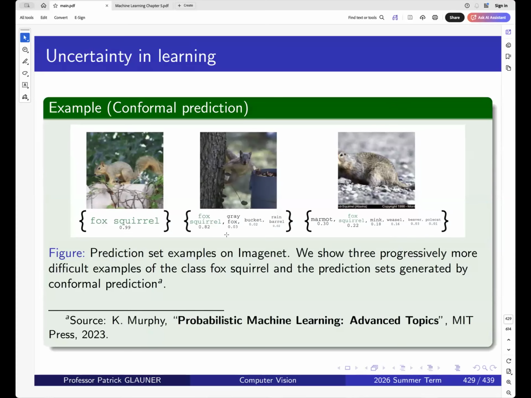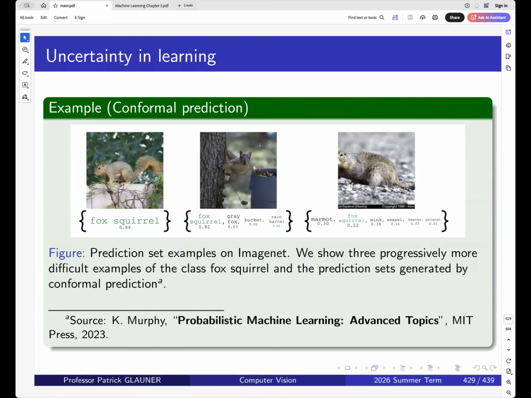What does this look like? Say we have, let's start with the simplest image in this example, this fox squirrel. We classify the whole image and we get a fox squirrel 0.99 prediction by the softmax score. And the way we set our confidence threshold, we only get one class in our prediction set.